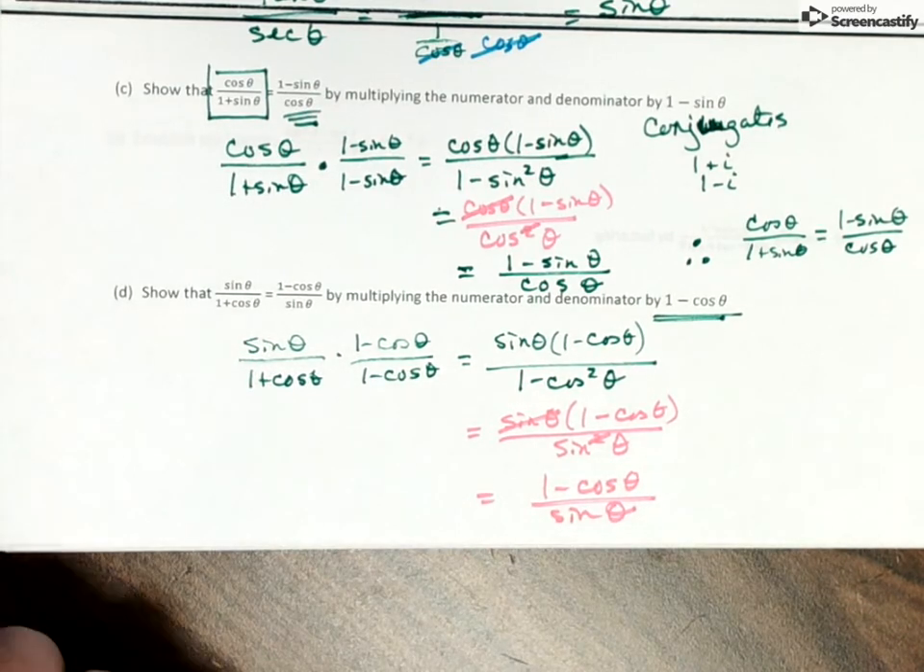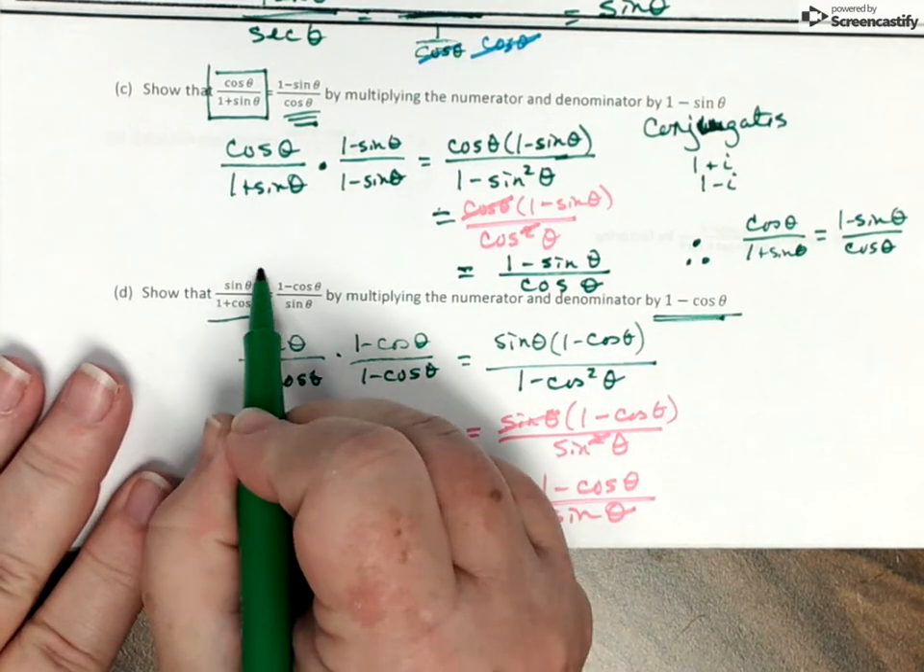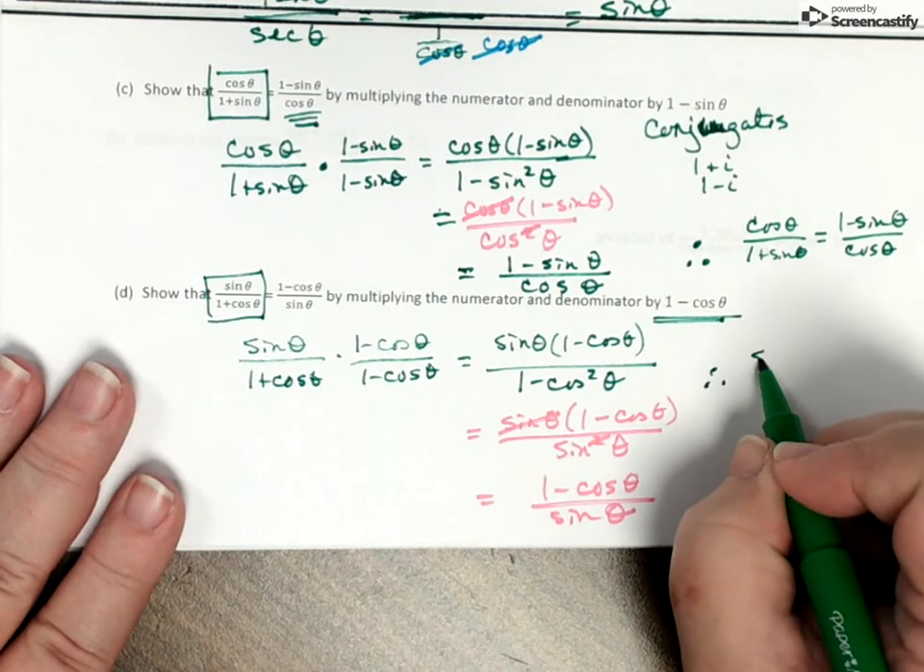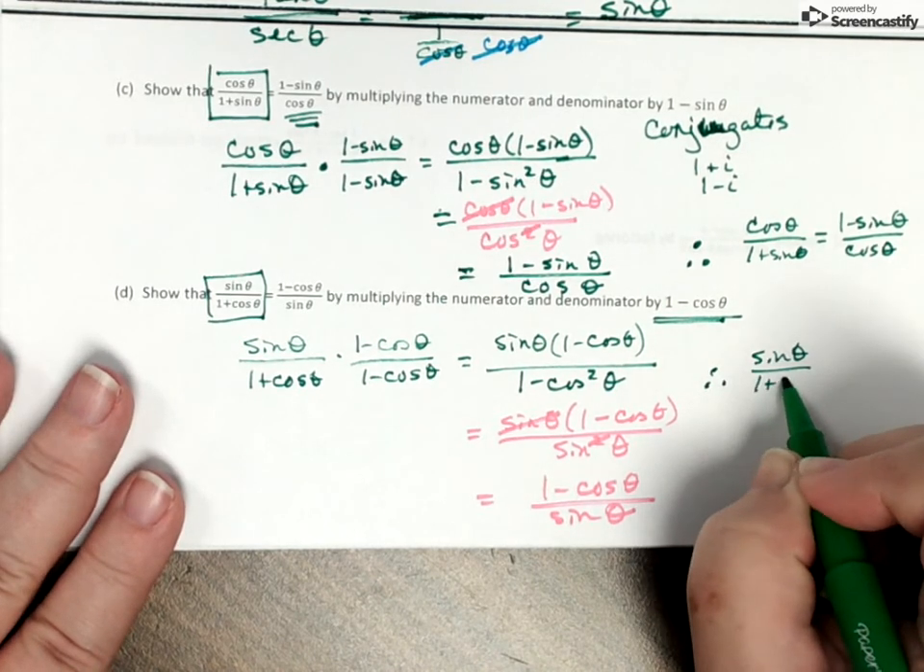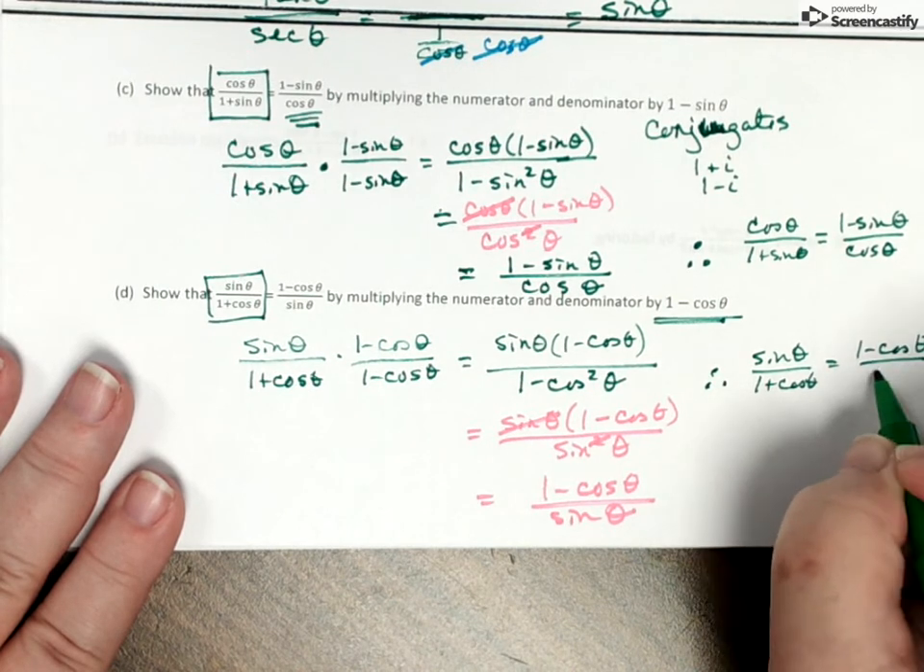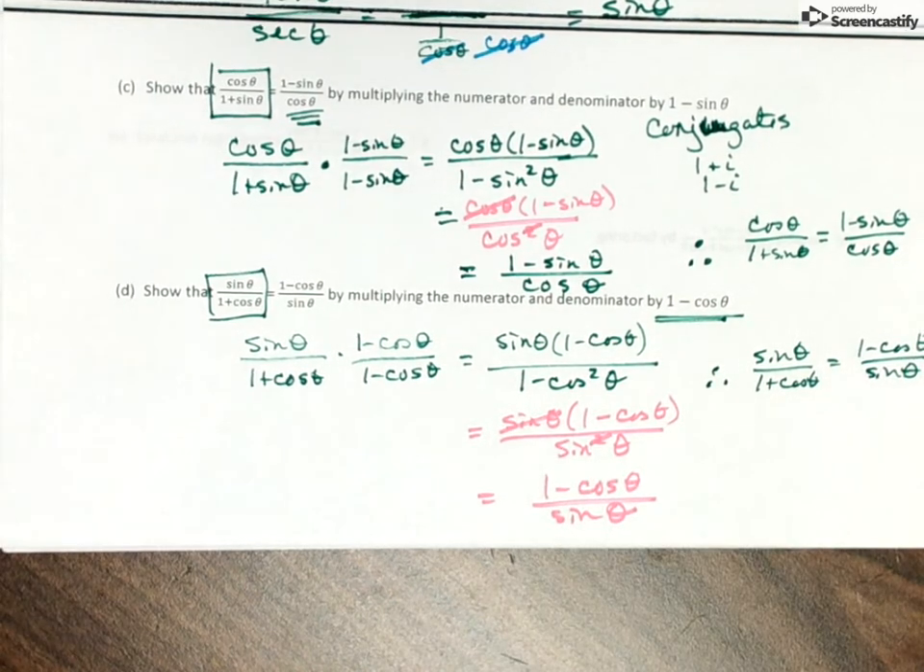And we have established that the left side of the identity can be converted into the right side, and therefore sine of theta over 1 plus cosine theta is equal to 1 minus cosine theta over sine of theta. That is establishing identities part 1.